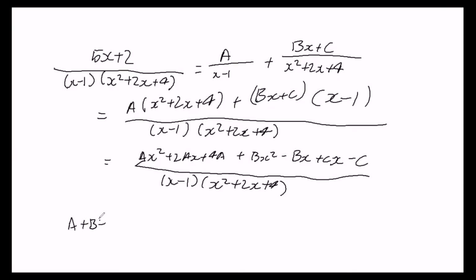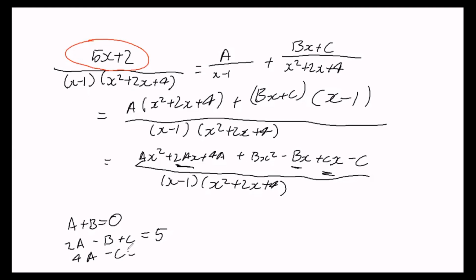my quadratic factors, a plus b, are still going to be 0 because I still have no quadratic on the top here, right? Yeah. But my linear factors now are not going to be 0, they're going to be equal to 5. So here I have 2a in front of my x, I have minus bx and plus cx, so it's going to be 2a minus b plus c, and they're going to be equal to 5. And then I have 4a minus c equals 2. And from here, I can solve.